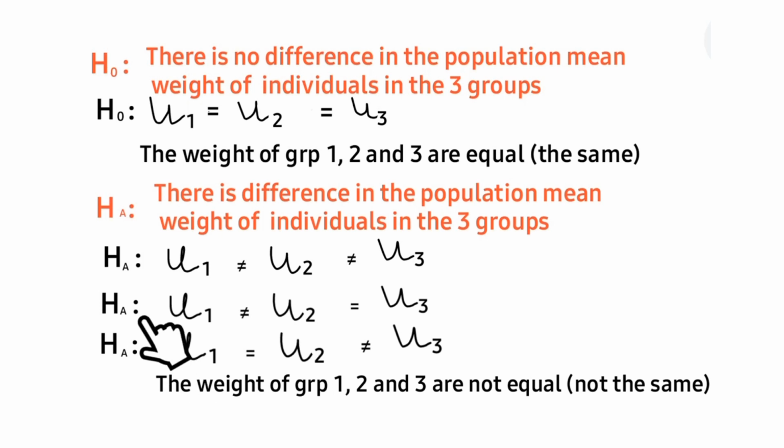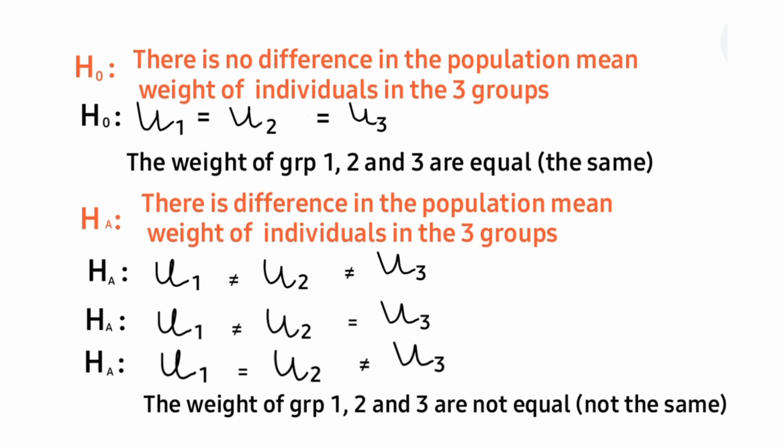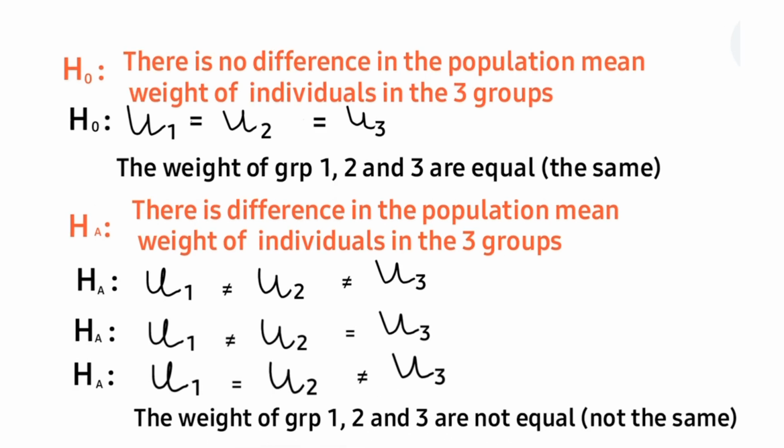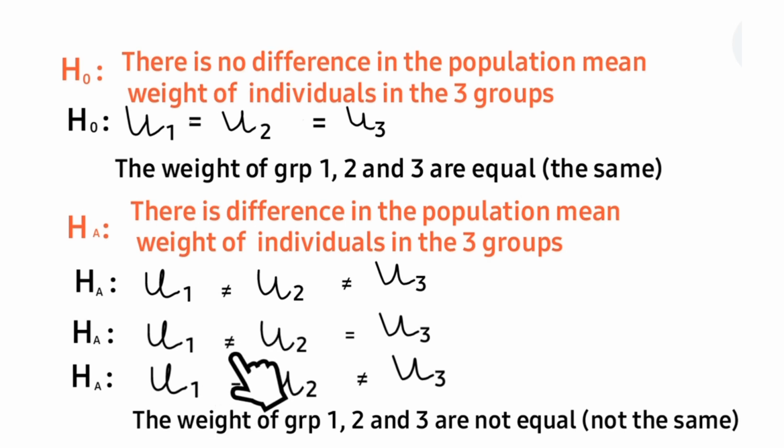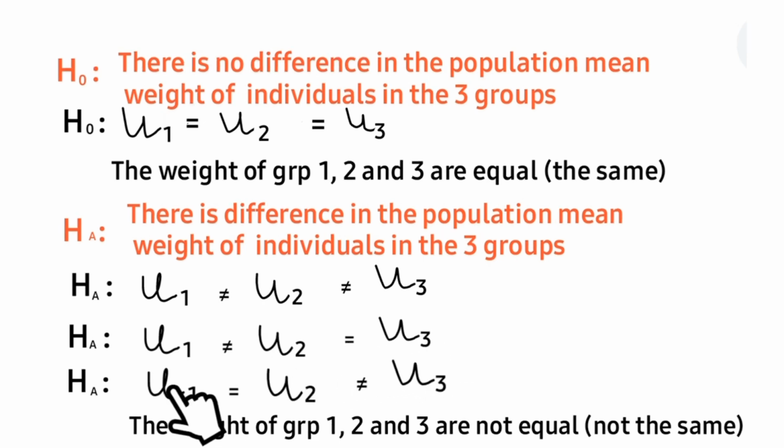The second hypothesis is the one referred to as the alternative hypothesis. The alternative says that there is a difference in the population mean weight of individuals in the three groups. That is, the weight of individuals in group 1, 2, and 3 are not equal. So here, either the mean weight of individuals in each of the groups are not equal, or the mean weight of individuals in group 1 is not equal to that of group 2, while the mean weight in group 2 is equal to that of group 3, or the mean weight in group 1 is equal to the mean weight in group 2, while that of group 2 is not equal to that of group 3.